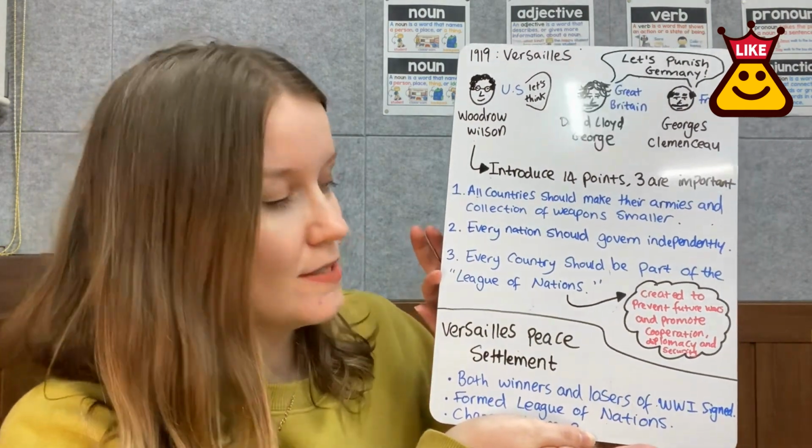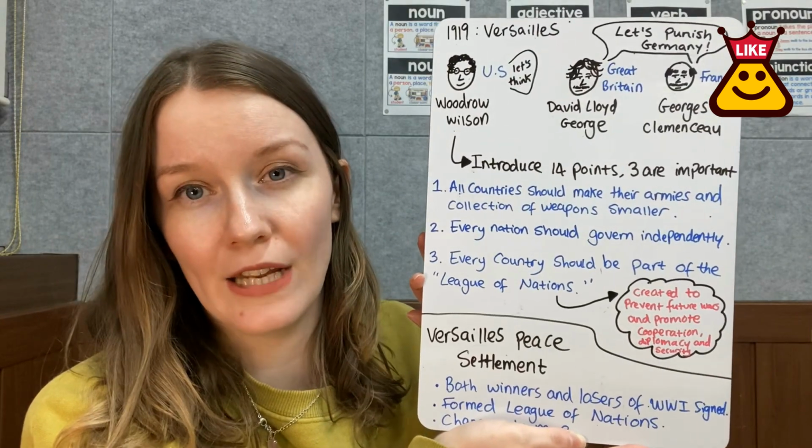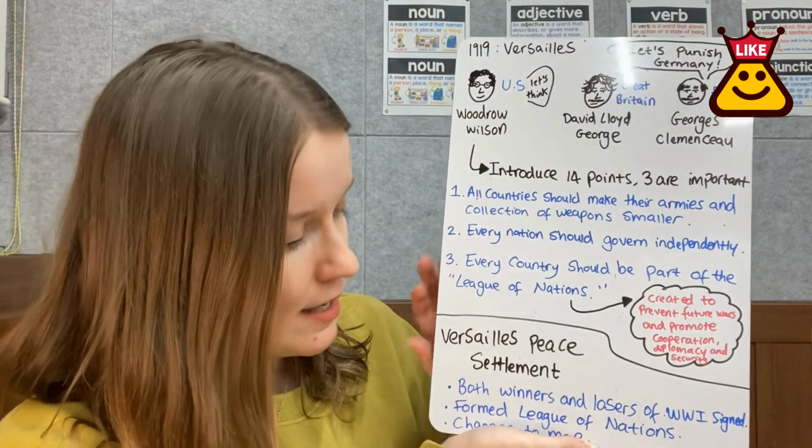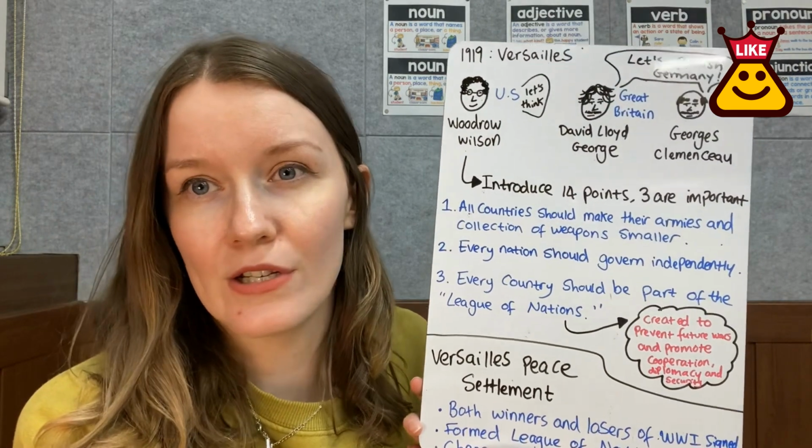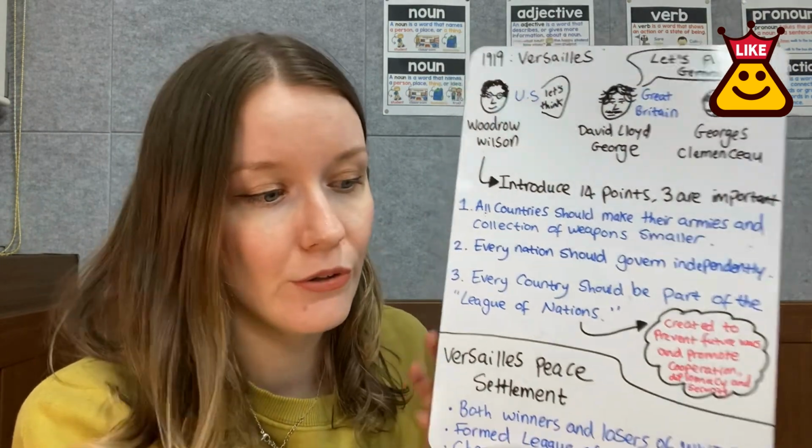And what happened was they decided to form the League of Nations to prevent any further wars. And they also made decisions on changes to the map of Europe. So we're going to have a little look at that.